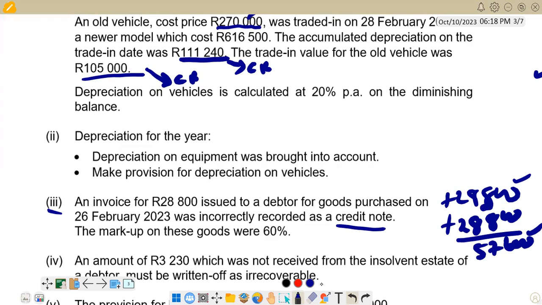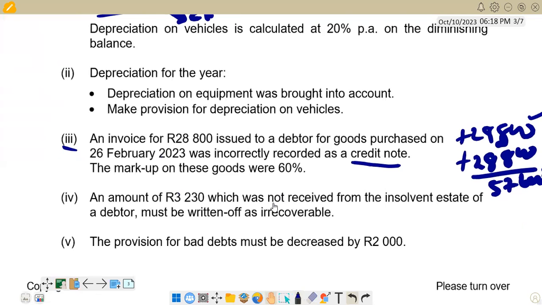And we also check if you've got any other entry that is affecting sales. We go to 4, an amount of 3,232 was not received from the insolvent estate of a debtor and must be written off. This is not going to affect the sales figure. This is bad debts. So we leave it. Then we've got the issue of provision for bad debts must be decreased by 2,000. It's not going to affect. Remember, when there's a decrease in provision for doubtful debts, this is going to be income. So it's not going to affect.